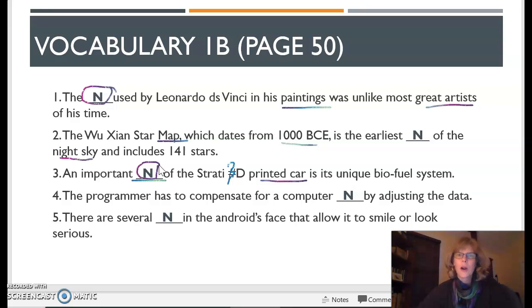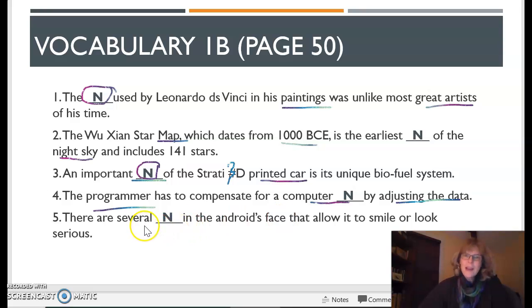Let's look at number 4. A programmer has to compensate for a computer something by adjusting the data. So this has the idea that the programmer is dealing with some problems, challenges. The word I would choose here is computer error, a mistake. And the programmer has to adjust to that mistake.